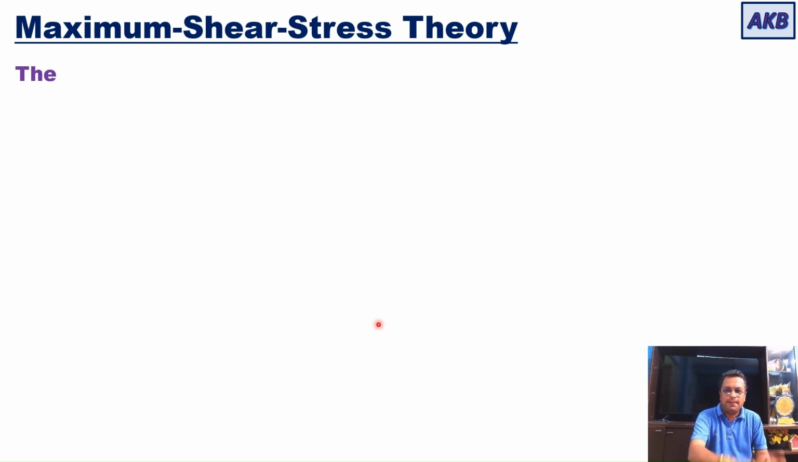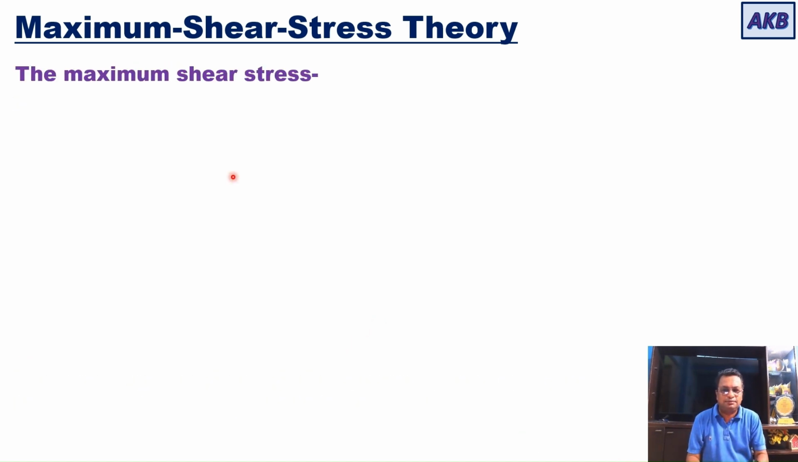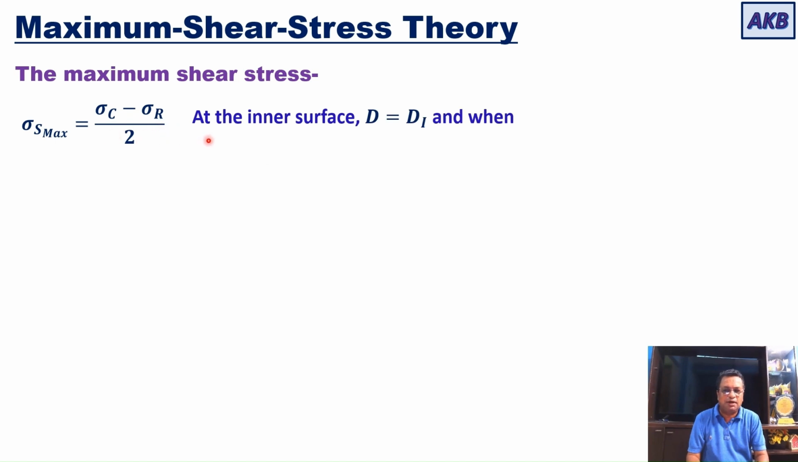Next. We just got the equation. We are using the equation, we are not deriving it. We are directly taking it. The maximum shear stress is sigma S max is equal to (sigma C minus sigma R) upon 2. And the sigma C and sigma R are evaluated at the inner surface, that is D is equal to Di, and when external pressure is 0.